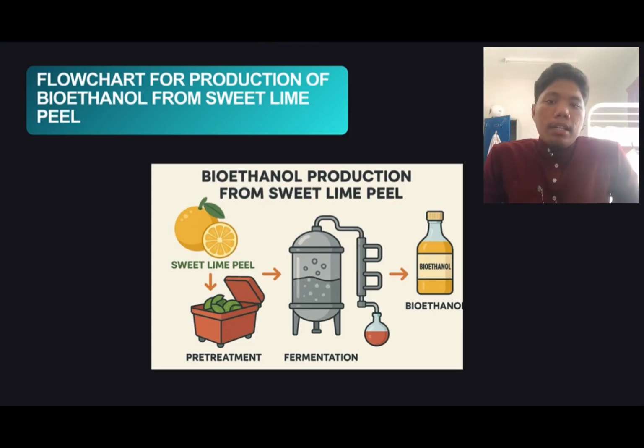The next part is the fermentation process. The pre-treated material is transferred to a fermentation chamber, where microorganisms convert the sugars into ethanol. And the last process is bioethanol extraction, where the fermented product is processed to extract and purify bioethanol, which can be used as a renewable fuel source.